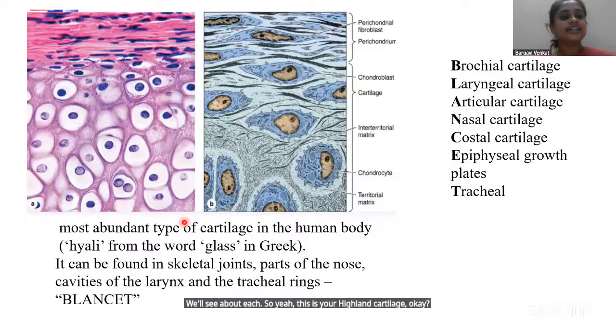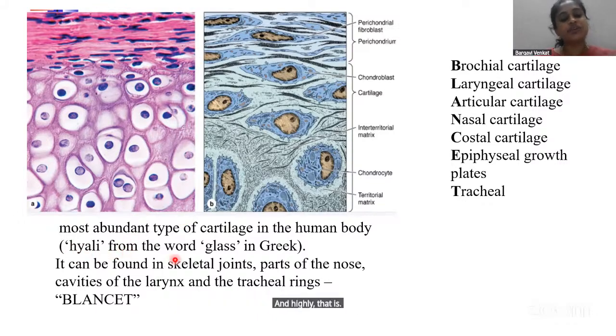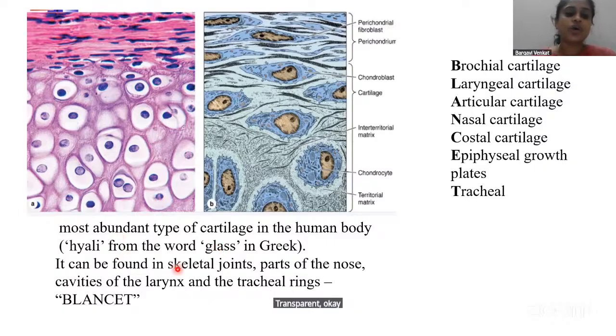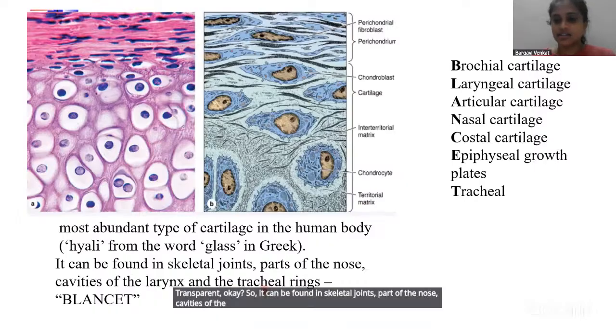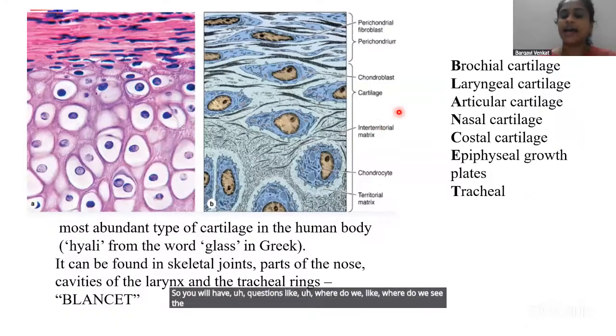Okay, so hyaline cartilage is the most common type of cartilage that is seen in the human body. And hyaline is derived from the Greek word for glass, meaning the cartilage is transparent. It can be found in skeletal joints, part of the nose, cavities of the larynx, and the tracheal rings. So you will have questions like, where do we see the hyaline cartilages?